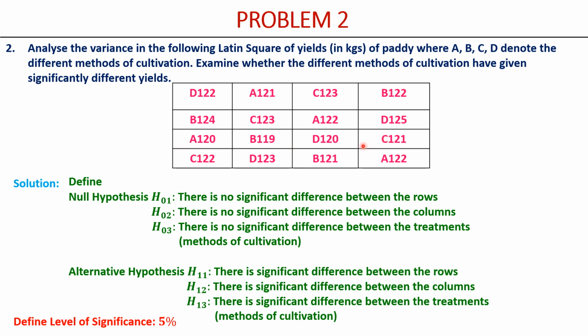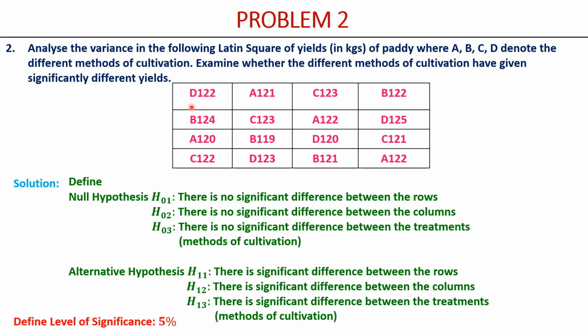So we shall treat it unlike in the previous problem where we were given days, engines and treatment. Here, since we are not given explicitly what are the rows and columns, we shall treat it as rows, columns and treatments representing methods of cultivation.